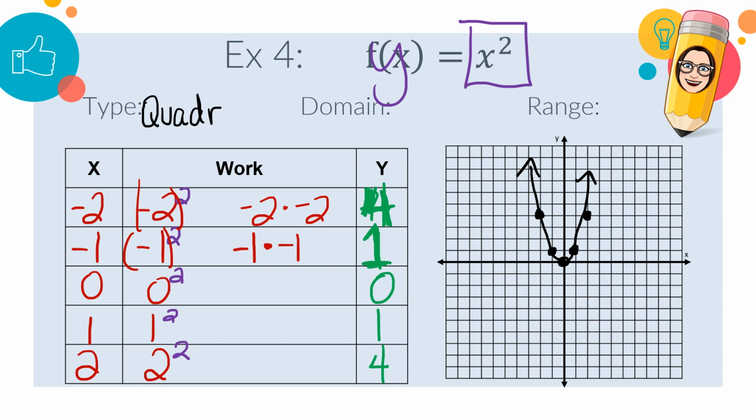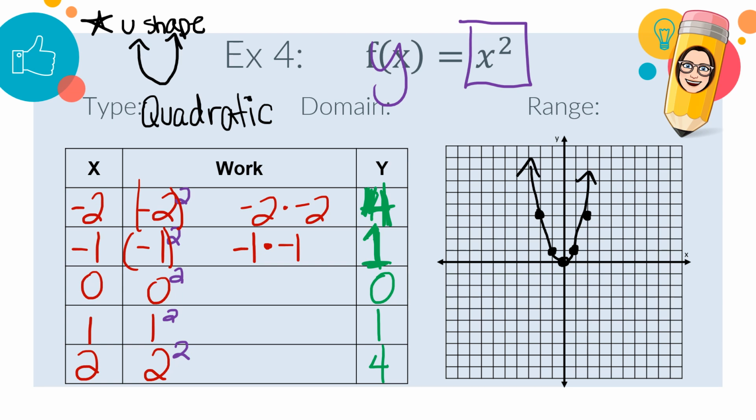Anytime you have a function where the degree or the highest exponent is 2, it's quadratic. And every quadratic graph will be a U shape. U shape. Can you make that note somewhere? Maybe just say U shape somewhere. That's very important. Write that down.